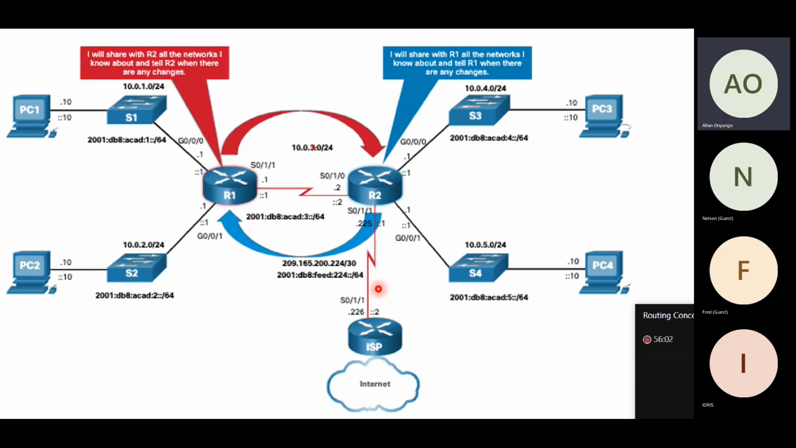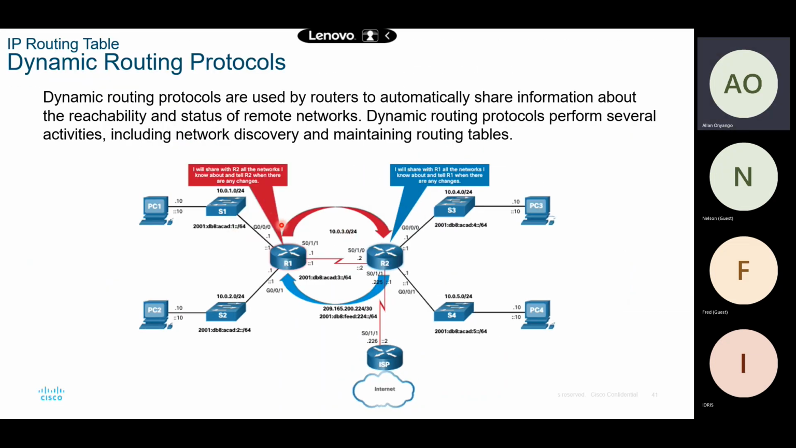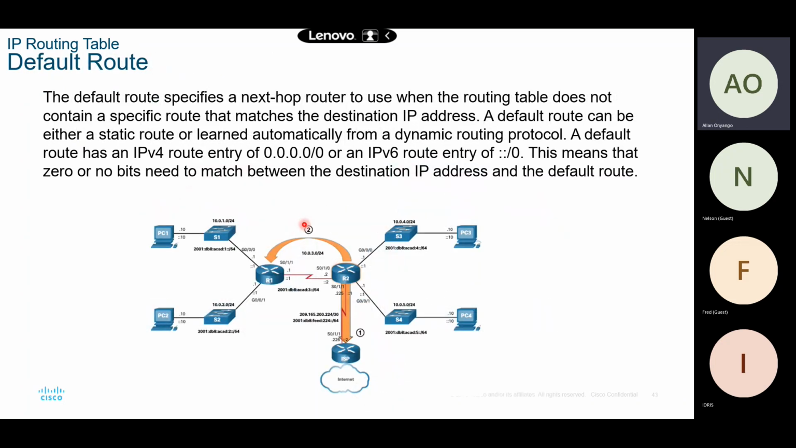So R2 will also advertise and tell R1 to learn those networks. At the end of it all, R1 and R2 know all the remote networks that the others will be having. That is the routing table and how these dynamic routing protocols work. We are going to talk mostly about static routing on Monday, but in the third module, the first two chapters are all about OSPF, the Open Shortest Path First, which is a dynamic routing protocol.